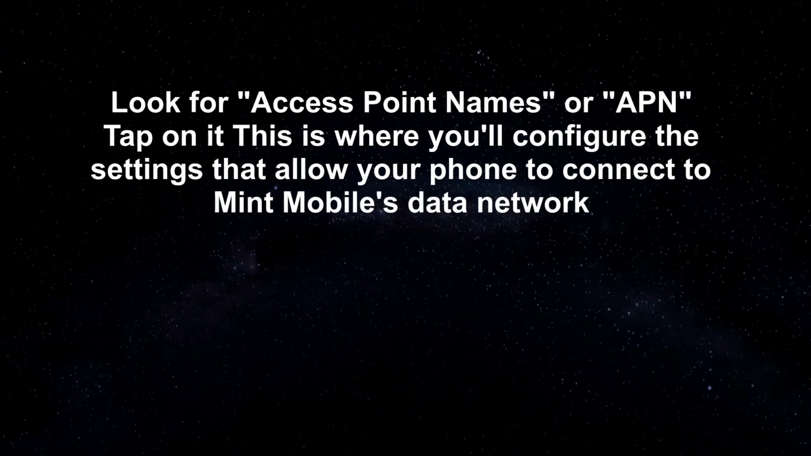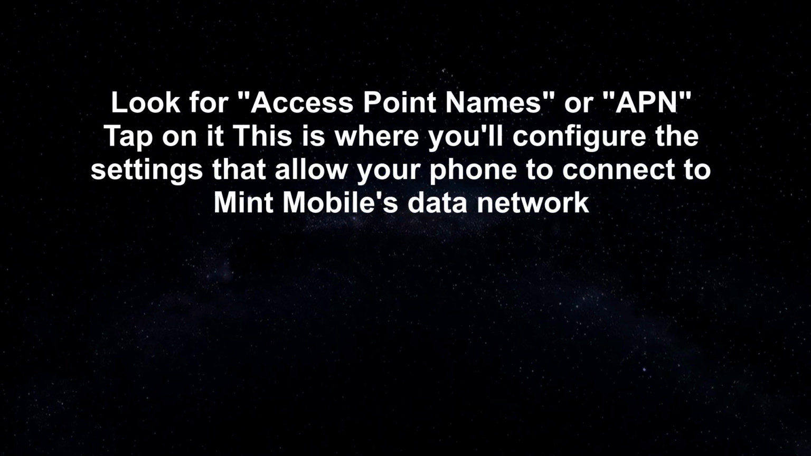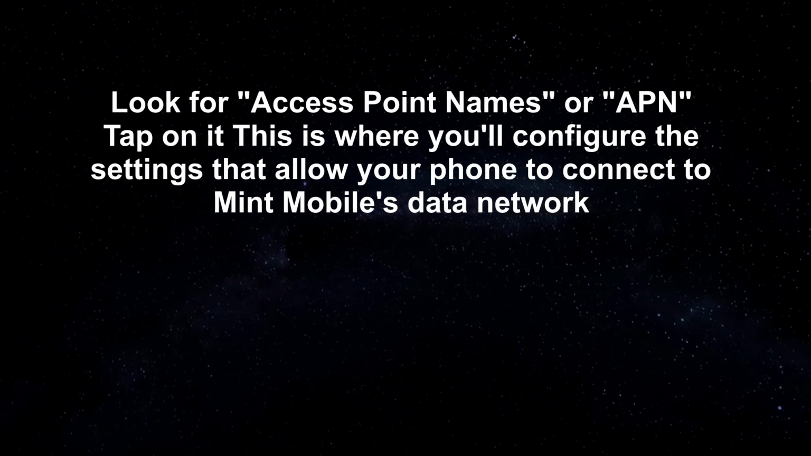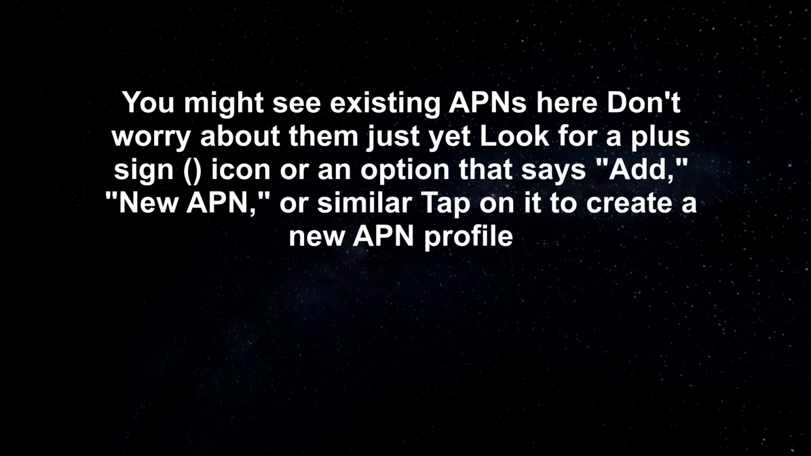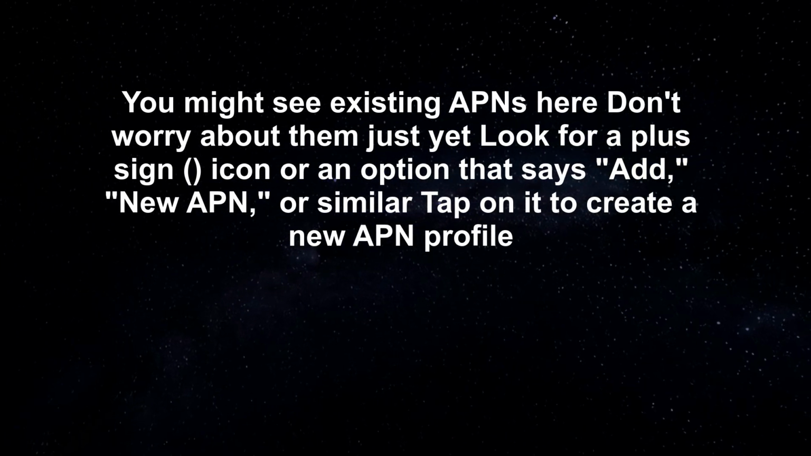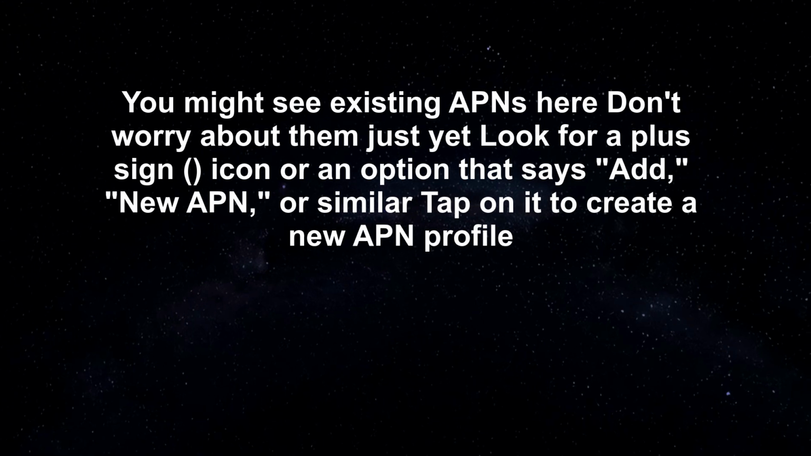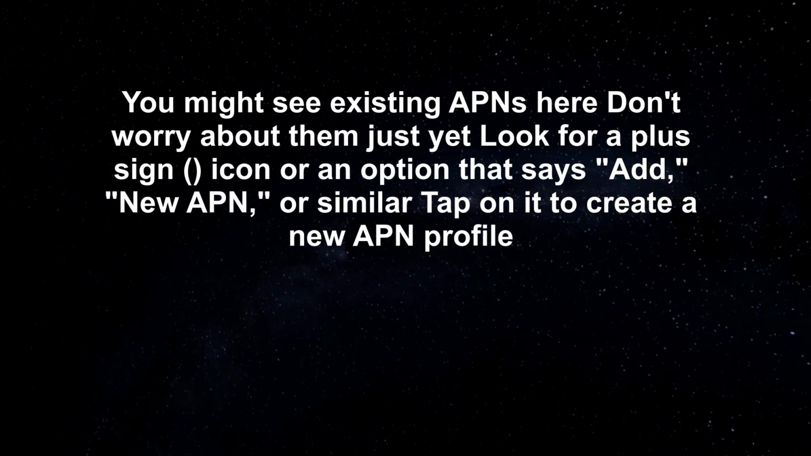Look for access point names or APN. Tap on it. This is where you'll configure the settings that allow your phone to connect to Mint Mobile's data network. You might see existing APNs here. Don't worry about them just yet. Look for a plus sign icon or an option that says Add New APN or similar. Tap on it to create a new APN profile.